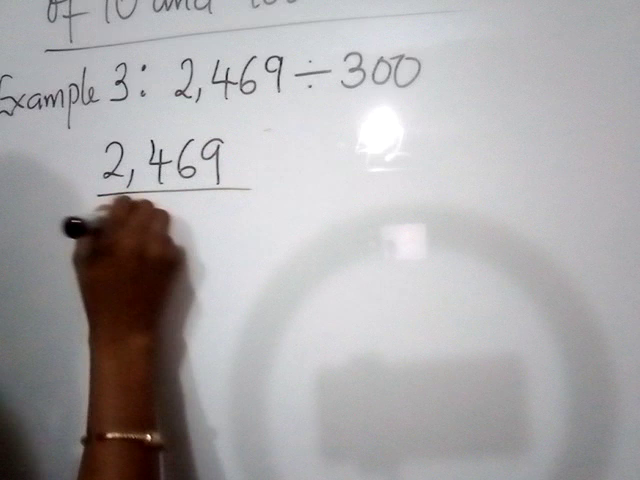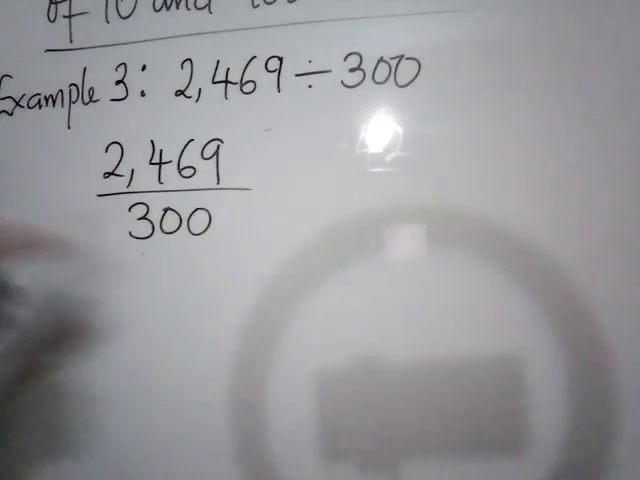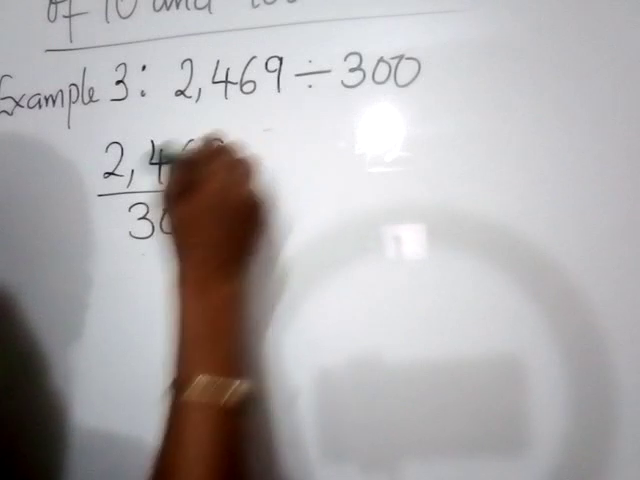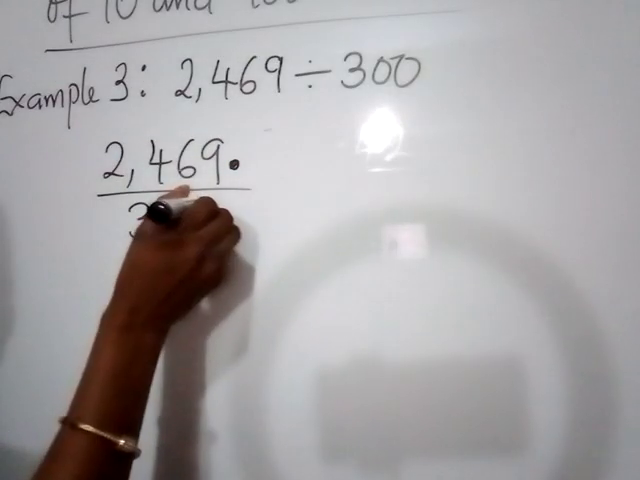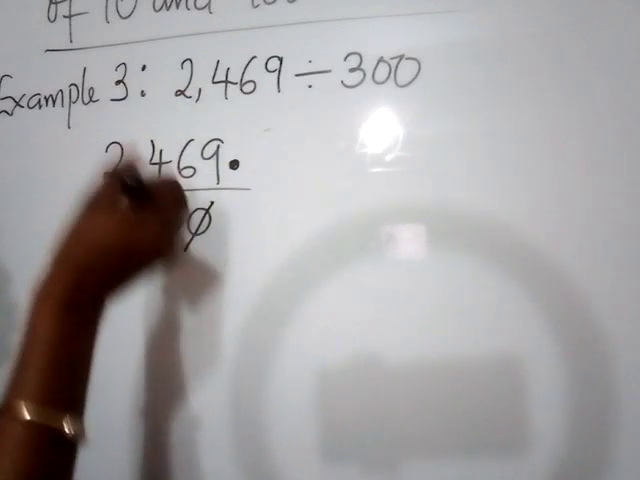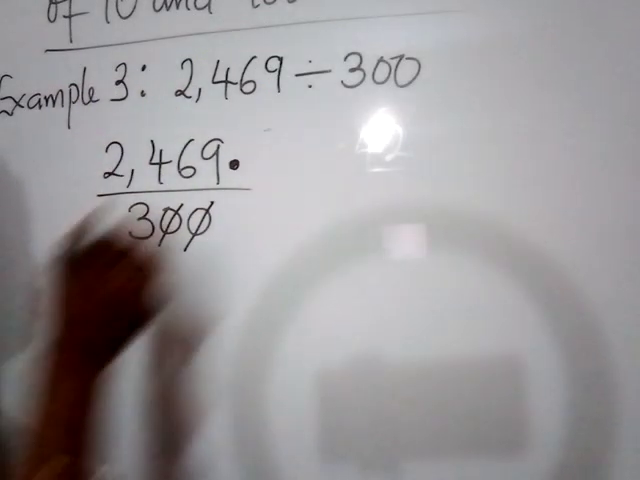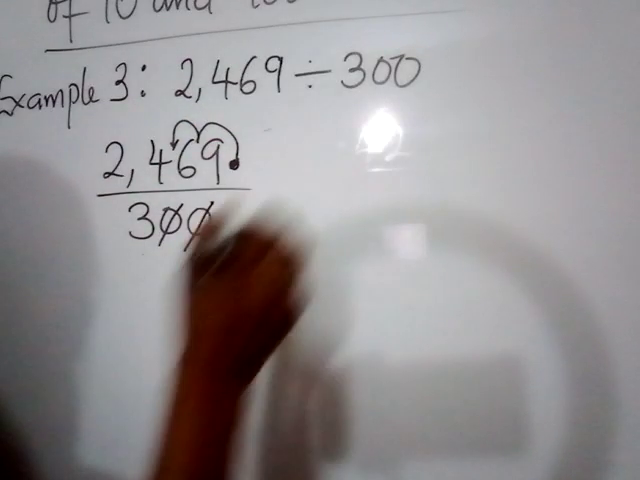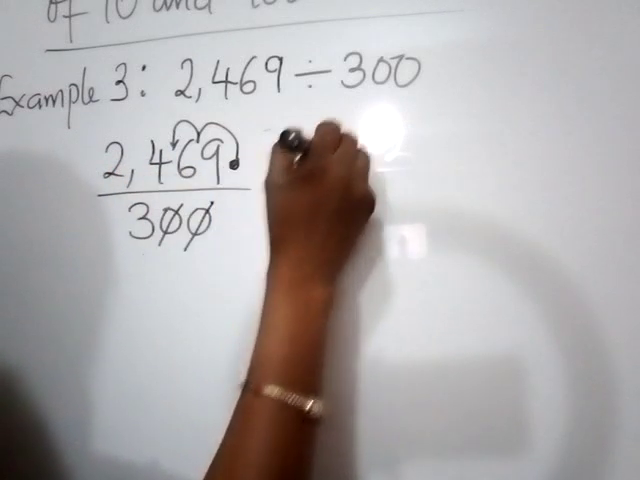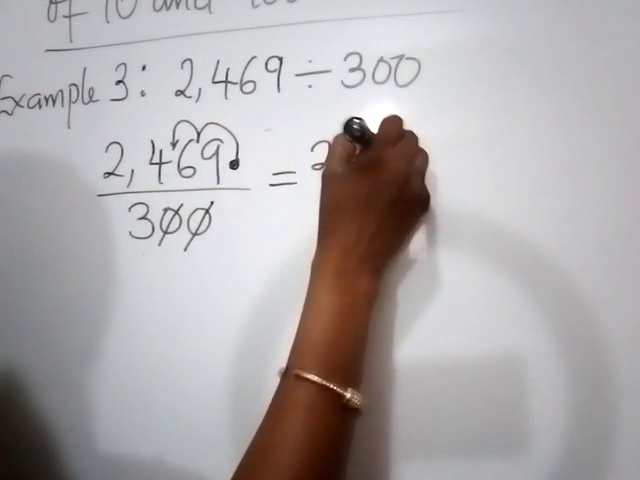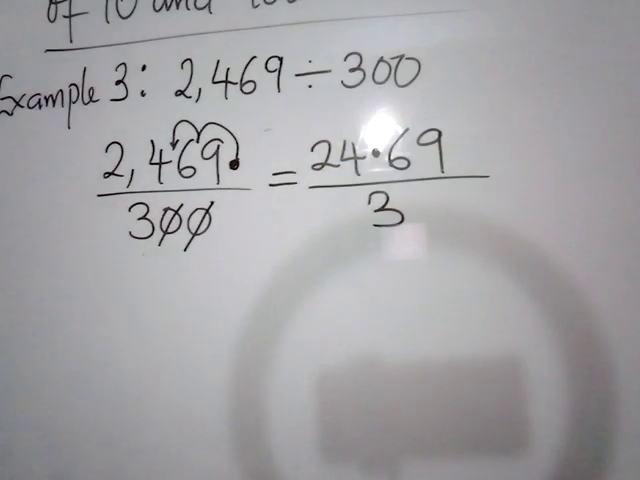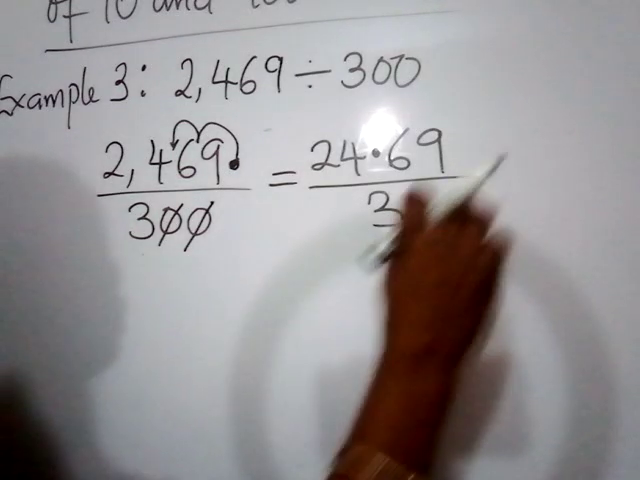469 divided by 300. Again, we have 2 zeros, and remember what we said about the points moving, so our invisible point becomes visible, right? So what do you do? You cancel your 2 zeros. That means the point is moving 2 positions to the left. So 1, 2, it stops there. Our point now comes between 4 and 6, so it becomes 24.69 over 3. Remember, our 3 is still there, okay? Only the zeros are gone. So the new number we have now is 24.69.